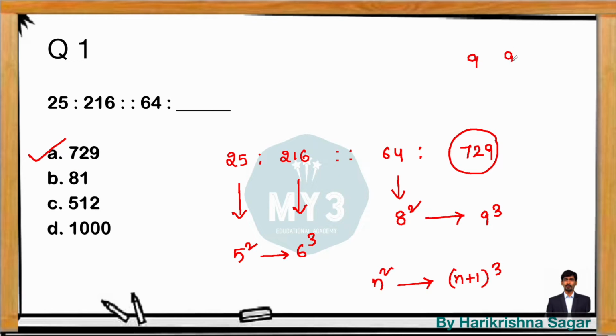Even for the 9 cube value, if you check the last digit, you can mark the answer. 9 into 9 ends with 1. 1 into 9 ends with 9. Check the option which is ending with 9.